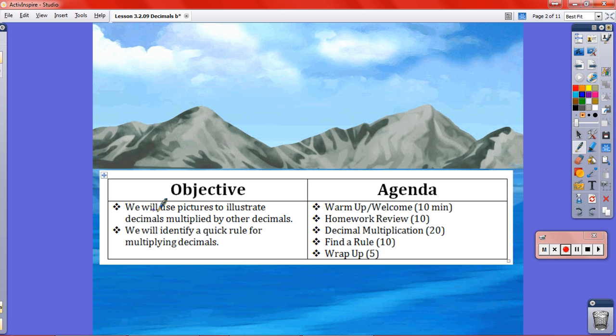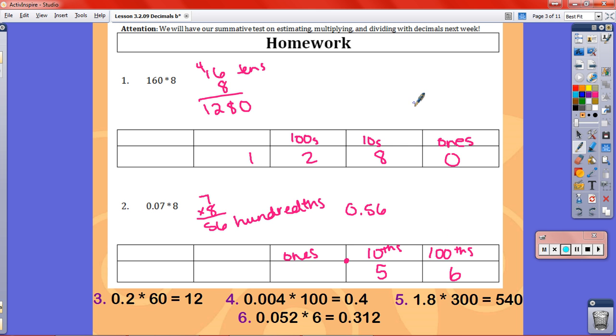So our objective today is we will use pictures to illustrate decimals multiplied by other decimals, and we will identify a quick rule for multiplying with decimals. This is the homework review. I have the first 2 drawn out, but for 3 through 6 the answers are just given. You have to show your work to get full credit.